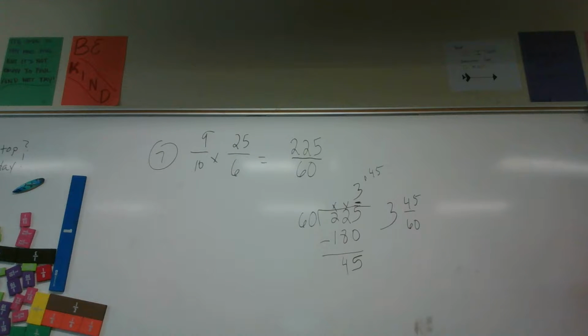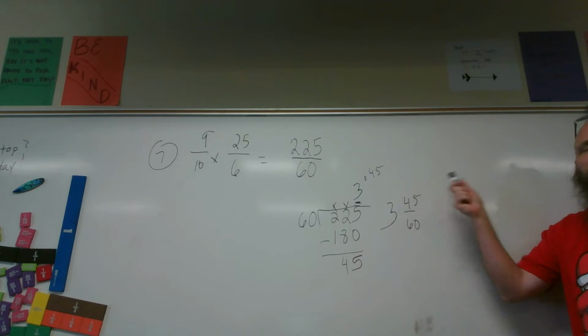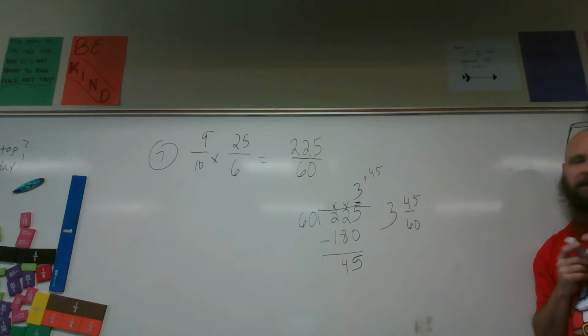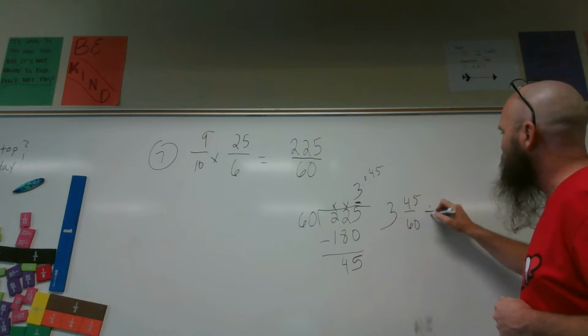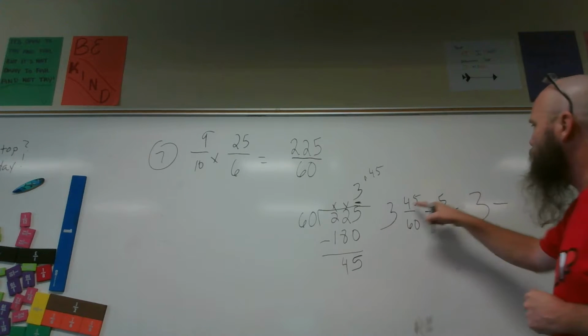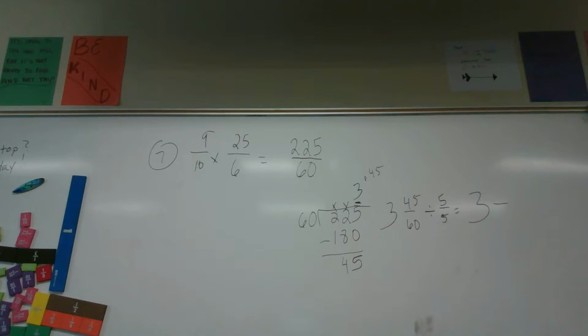But Rhett, I need to do what with this fraction? Simplify it down even more. Simplify the fraction part. What can I divide these both by, Rhett? 5. If I divide them both by 5, I'm going to have 3 and what's 45 divided by 5? 9. And 60 divided by 5? 12. Good. 3 and 9 twelfths.